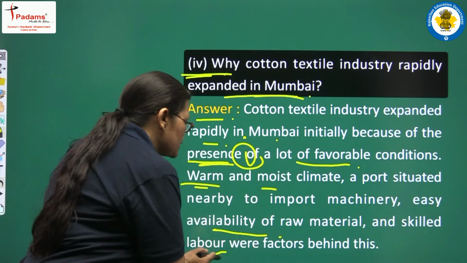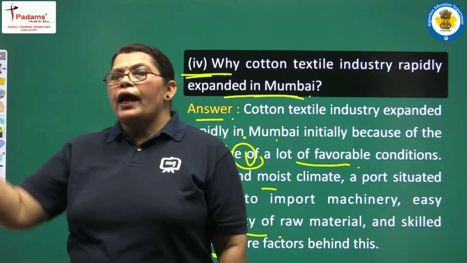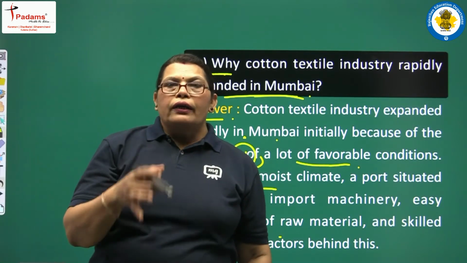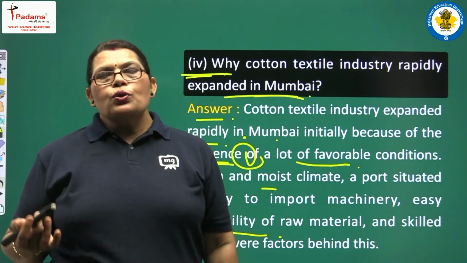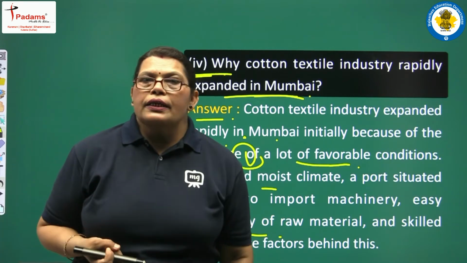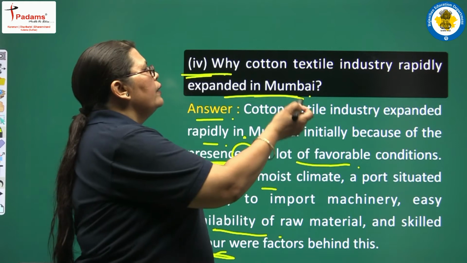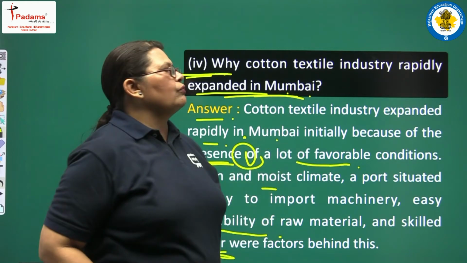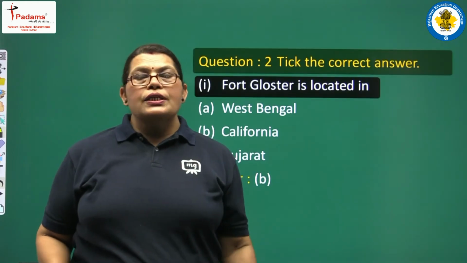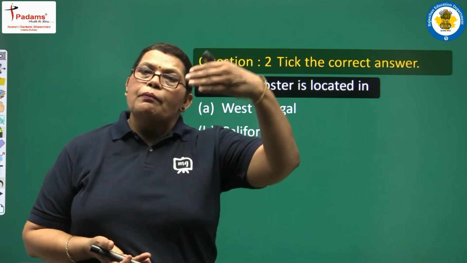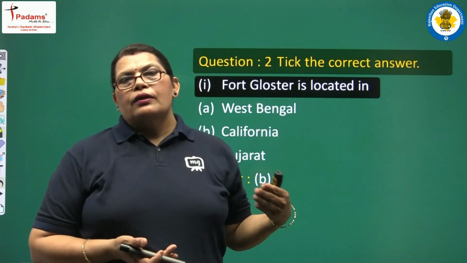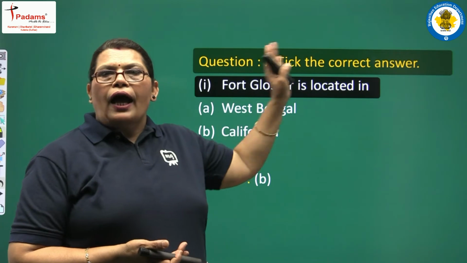Then comes the skilled labor factor behind all these things. If there are skilled laborers, the work is efficient, and when we are talking about the expansion of the cotton textile industries, these are the main reasons for which the expansion happened.